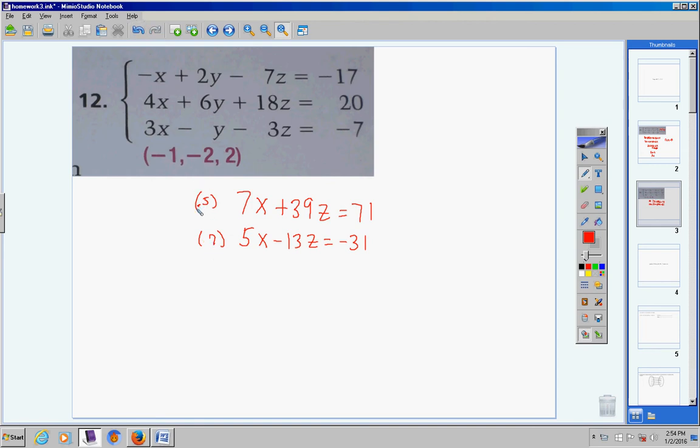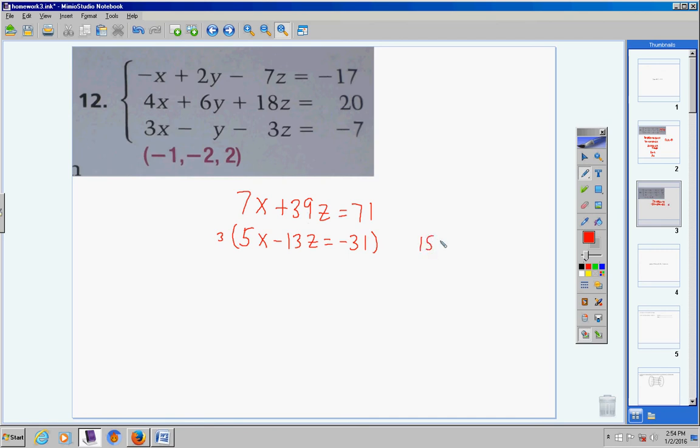It doesn't matter. I'm going to do something different though, Jonathan. Now you can do that, okay? Feel free to do that, no problem, okay? You'll get the same answer. I'm going to do this. I noticed that 13 times 3 is 39. So if I multiply this bottom equation by 3, that'll give me a negative 39 right here, which will cancel this z term right here. So let's see what happens.